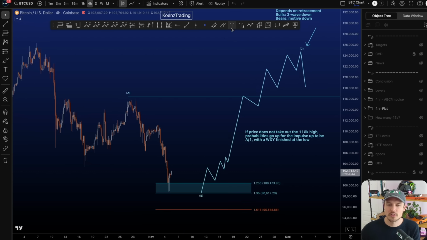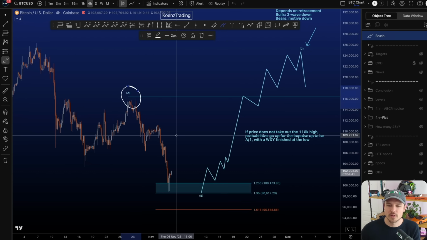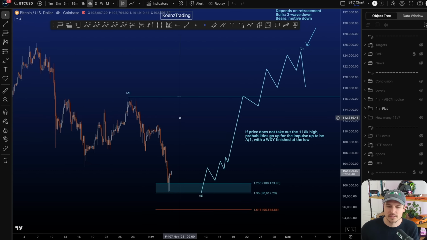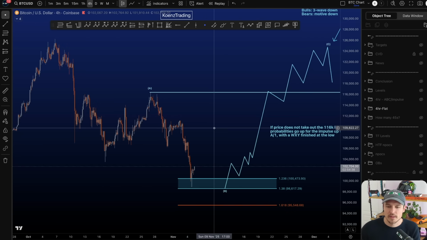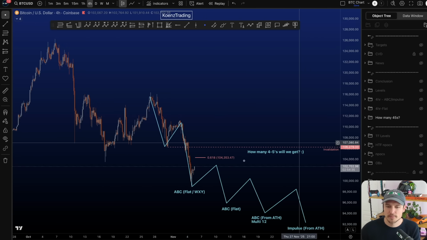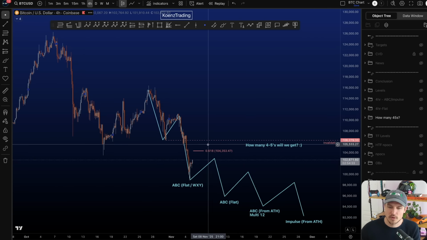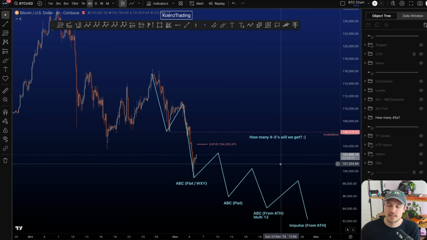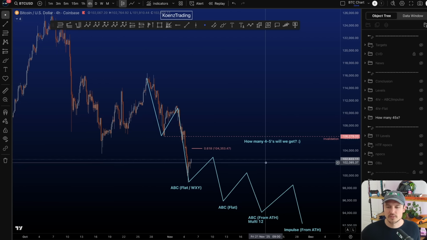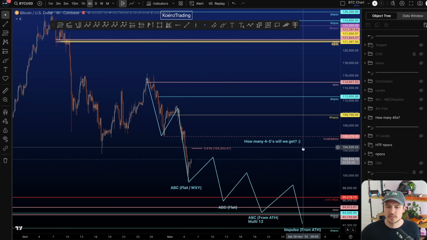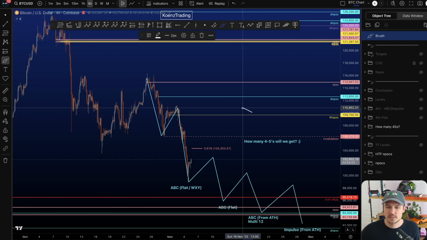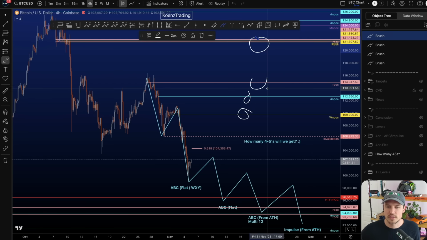Generally, a minimum target for a flat is the end of wave A, which is the high at 116k. Now, if price can move towards the upside and touch the 0.618, step 1, and move to 106.3k, step 2, it at least opens the door for that scenario and higher prices to follow, and it becomes interesting to look for areas of resistance that we have to the upside.